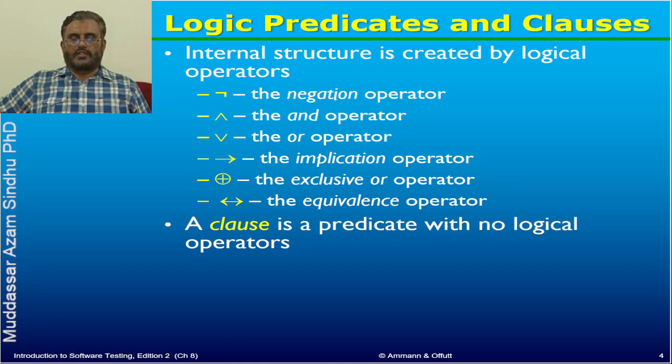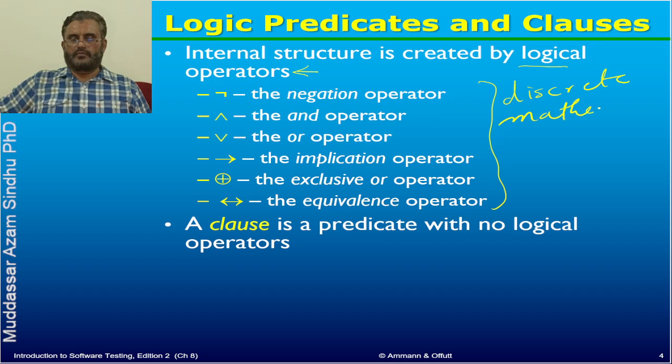So the internal structure of the predicate is connected by the logical operators. You might be familiar with these from discrete mathematics. The negation operator will invert any Boolean value. For example, it will convert a true to false and a false to true. The conjunction operator, which is also called the AND operator, means that when the two literals it is connecting are both true, then the answer will be true, otherwise it will return a false.